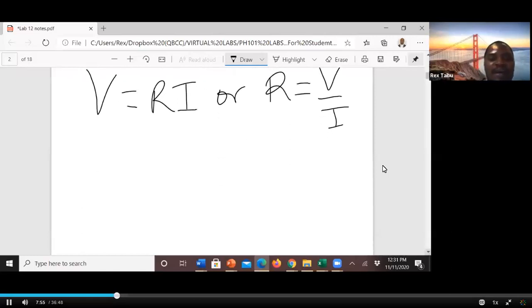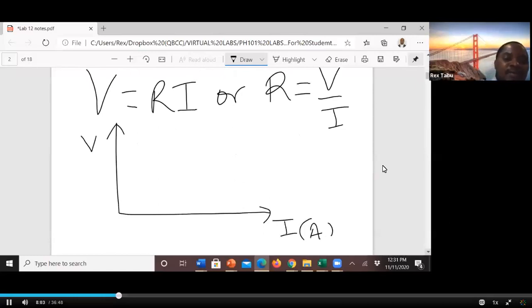If you plot a graph of voltage on the y-axis and current on the x-axis, like voltage here in volts, then the graph should be a straight line like that.